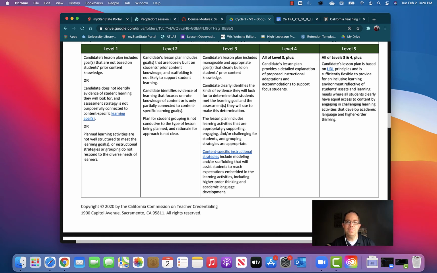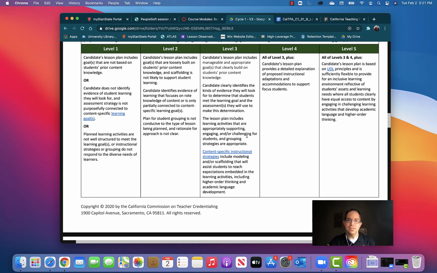It does not have to be all three. It just has to be one of the three or two of the three, but they really want to see that you have a lesson that's supporting students' learning, that's engaging them in the learning, and then it's challenging if need be for those that need additional challenge, right? And so this is about a decision based on your students.